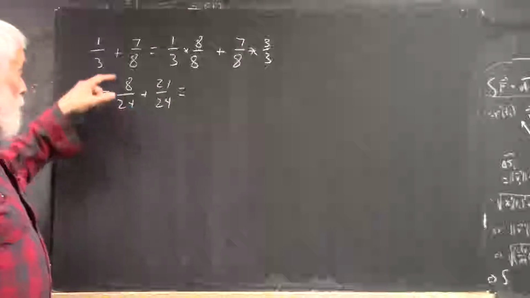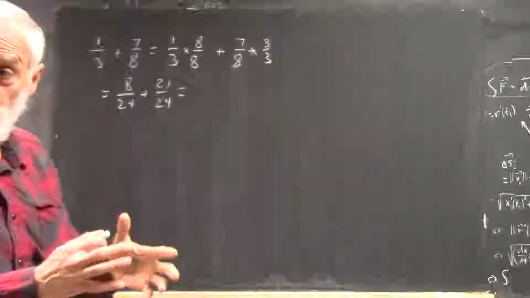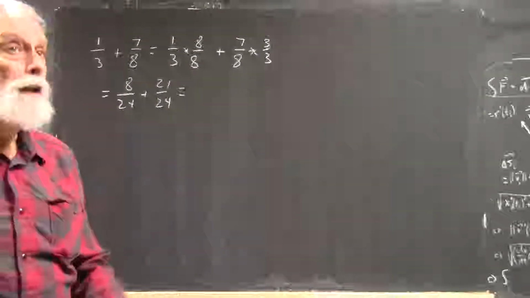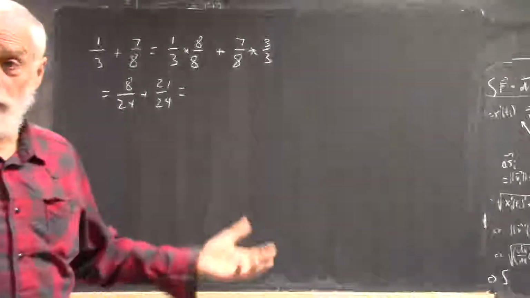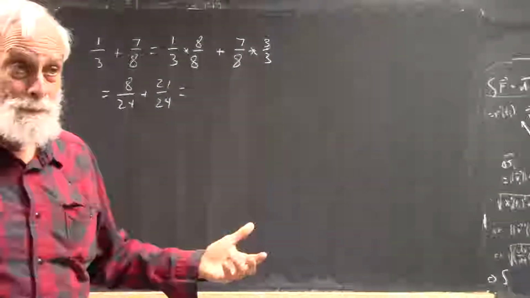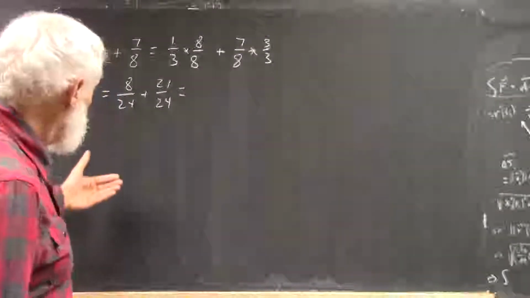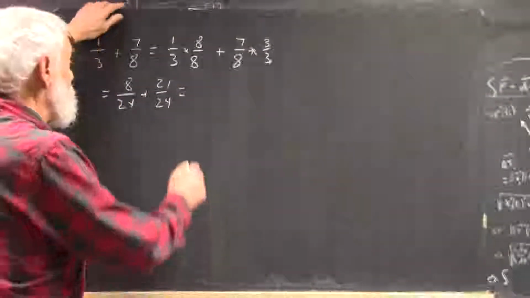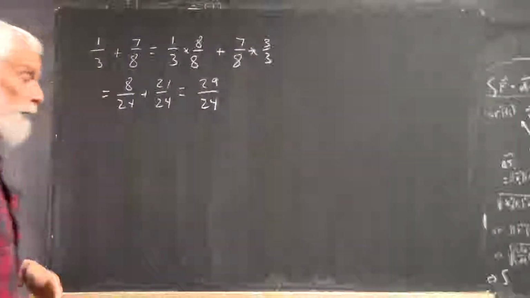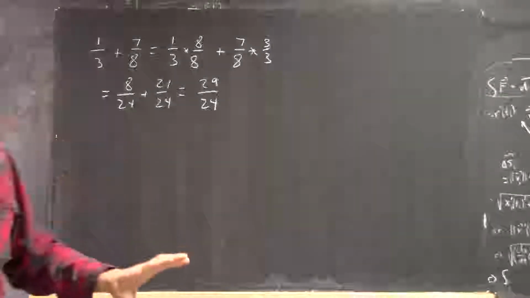Okay, now we have 8 over 24 and 21 over 24. So we have 8 24ths and we have 21 24ths. If you add 8 of something to 21 of the same thing, what do you get? You get 29 of the same thing, right? That makes sense? So we're adding 8 24ths to 21 24ths. We have to get 29 24ths. It wouldn't make sense otherwise, if you understand what a fraction is and what it means.